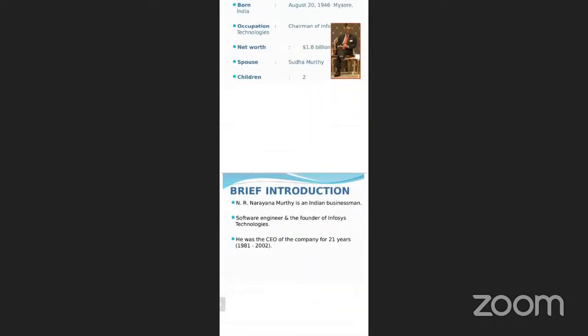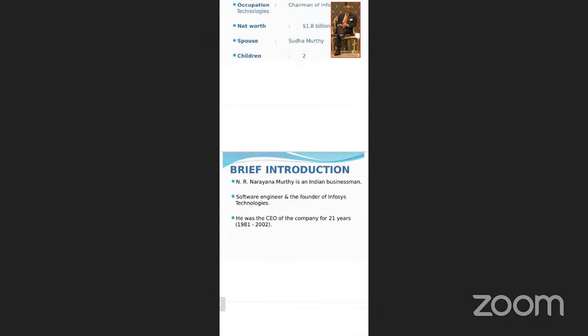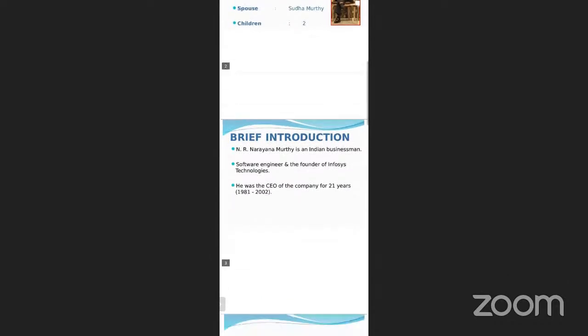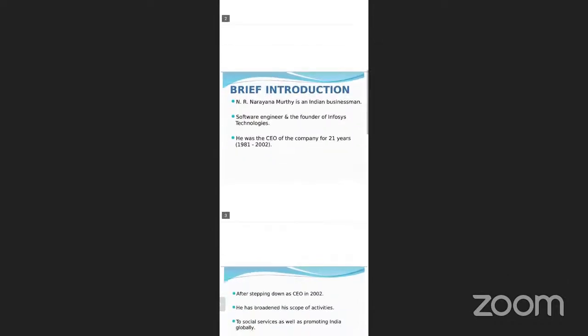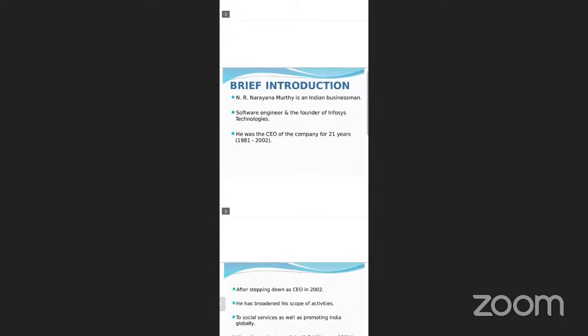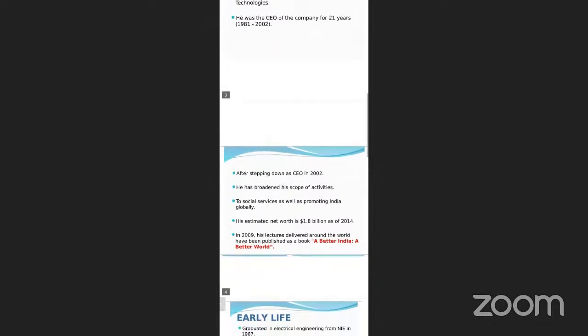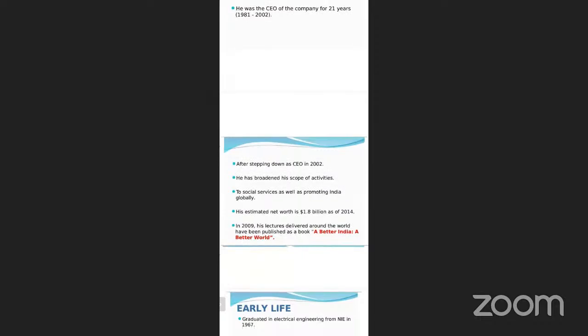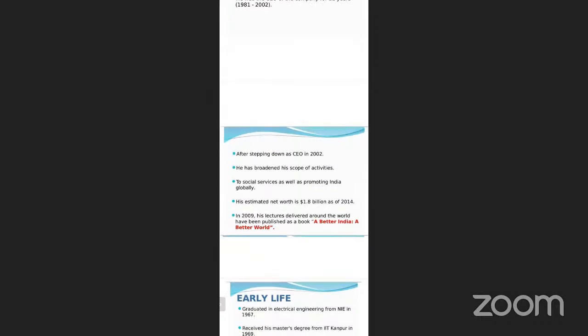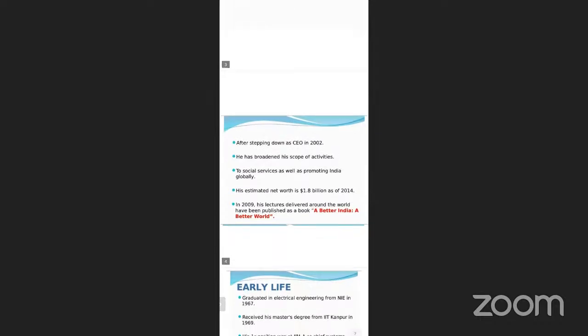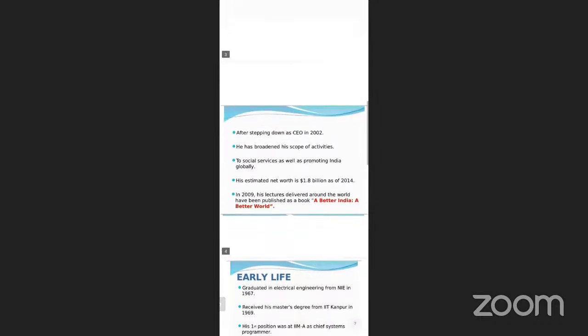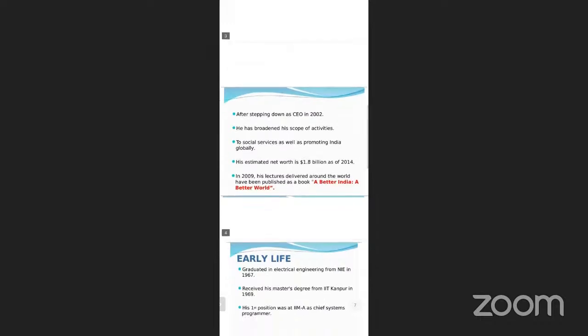Brief introduction. N.R. Narayan Murthy is an Indian businessman, software engineer, and the founder of Infosys Technology. He was the CEO of the company for 21 years, from 1981 to 2002. After stepping down as CEO in 2002, he has broadened his scope of activity to social services as well as promoting India globally. His estimated net worth is 1.8 billion as of 2014. In 2009, his lectures delivered around the world were published as a book, A Better India, A Better World.